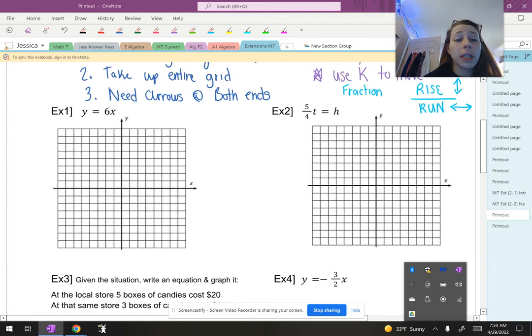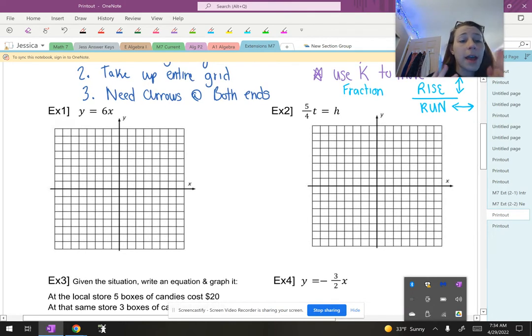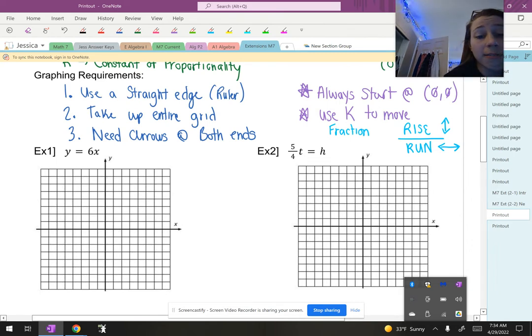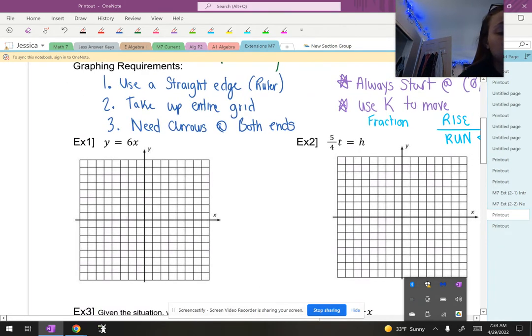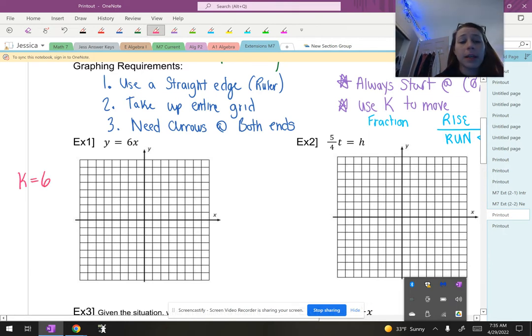Okay, so looking at example number 1 here, I have your average y equals 6x, telling me that the k value is 6. Now, we want that to be as a fraction, so I can very easily turn that whole number of 6 into a fraction by putting 6 over 1.